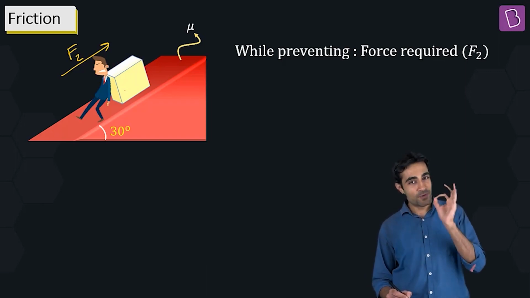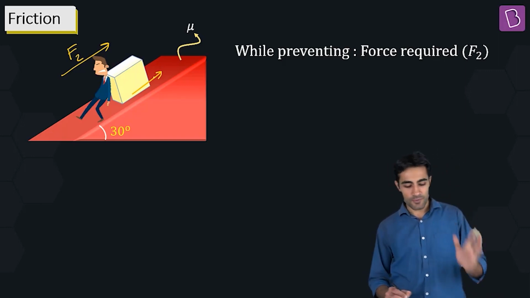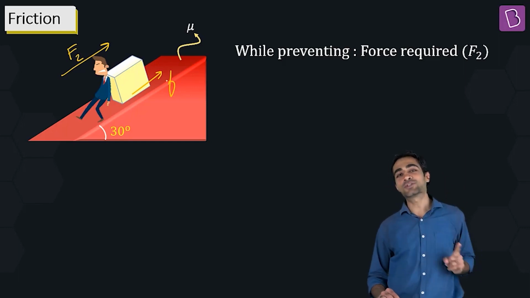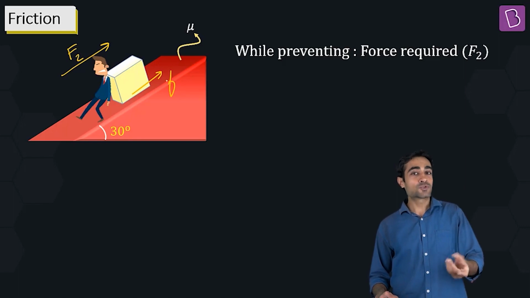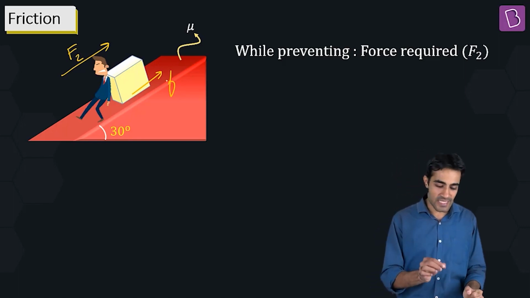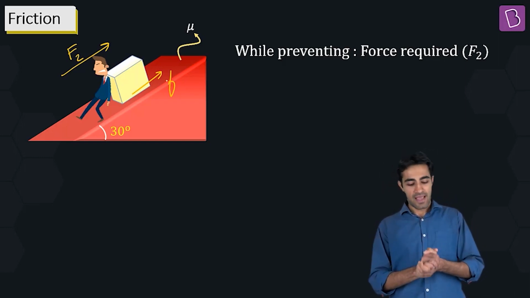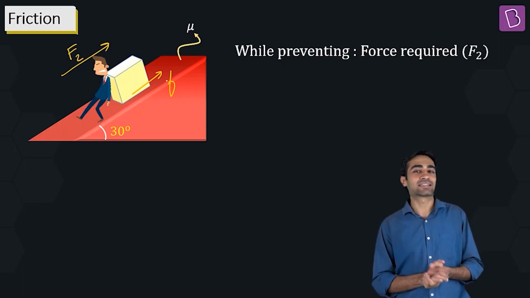So the friction force will prevent any slipping. Friction force will act in the up the inclined direction. But this friction force is not enough to prevent the block from slipping. So that's why this man comes into the picture and the man applies the force F2, and this F2 and friction force together take the block at rest, and then this block does not accelerate.